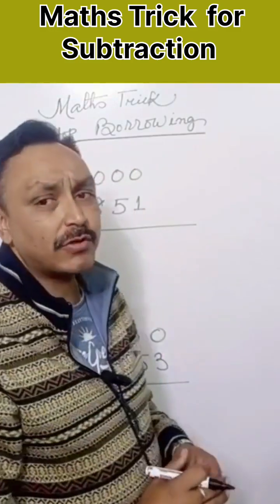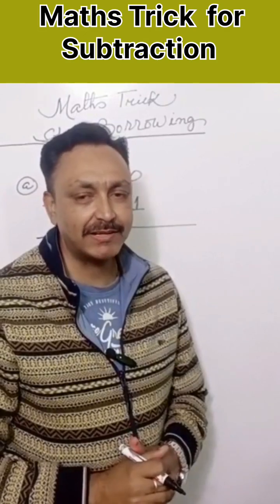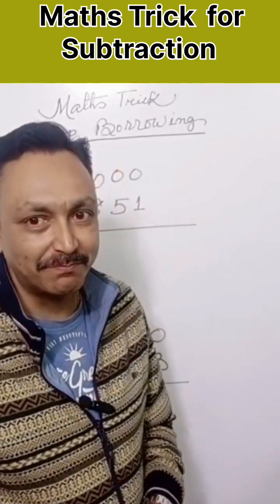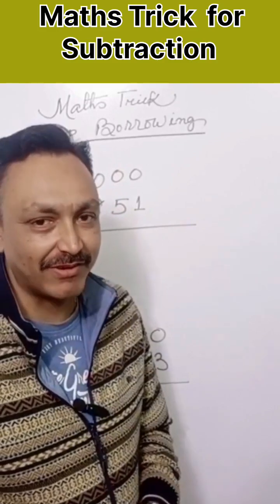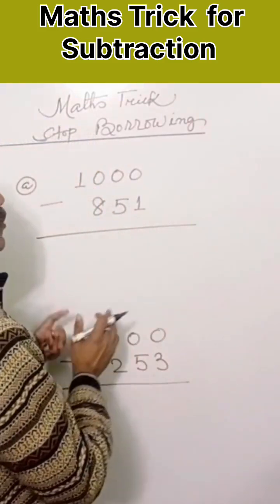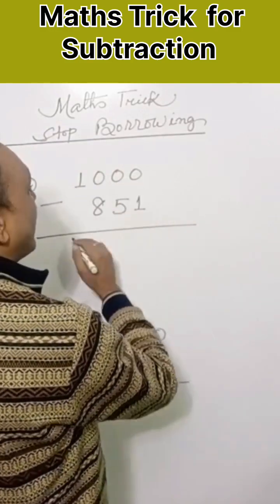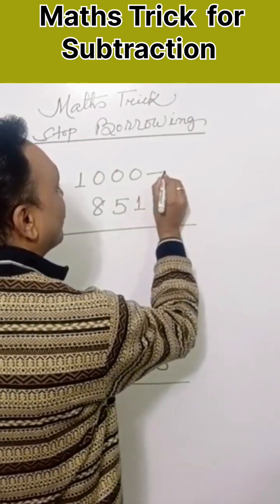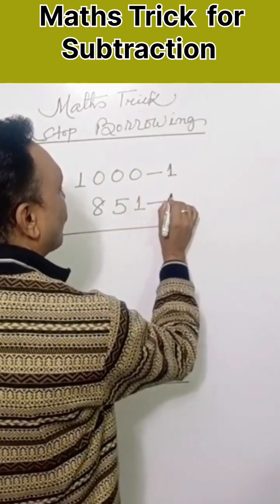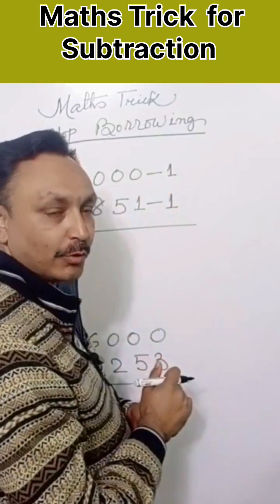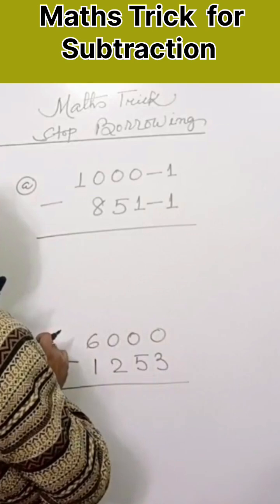So they have a lot of questions, but sometimes it's very difficult to answer all of them. So I'll show you a new technique, with no need to clear their doubts. What I'll do is subtract 1 from here and 1 from here. Same thing, because I am subtracting the same number from both numbers to make it easier.